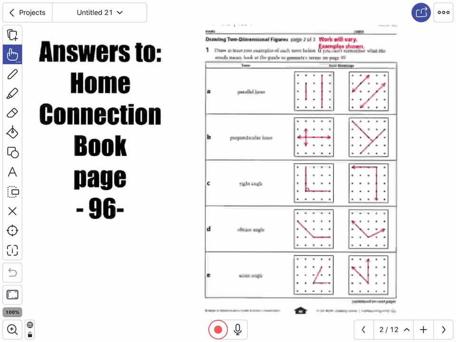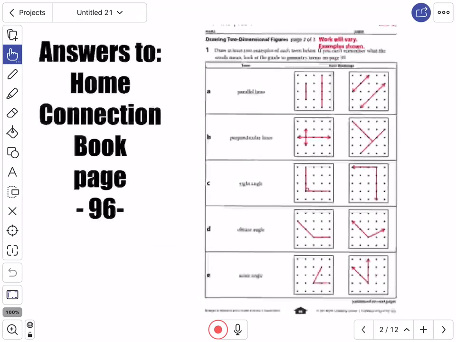Hello, boys and girls. We are now doing Unit 5, Module 2, Session 3, which is called Line Symmetry. Before we start the lesson, I want to go ahead and go over the homework from last night from Home Connection book pages 96 and 97.